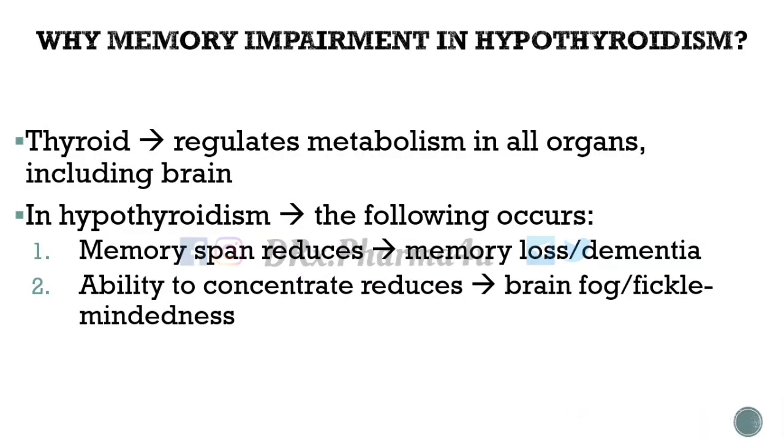Another problem with hypothyroidism is that you will not be able to concentrate properly. For example, you are trying to read something and you become extremely fickle minded, or you are reading a very simple sentence but taking a lot of time to process it. Or suddenly if something is asked of you, you become totally blank, which is also known as brain fog. All these things may be seen if you are suffering from hypothyroidism.